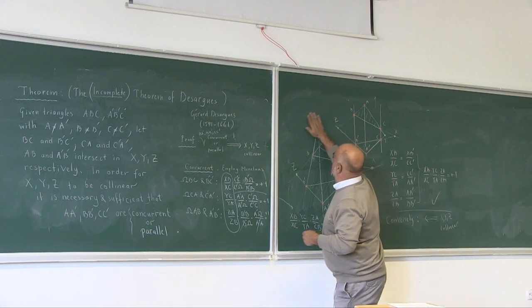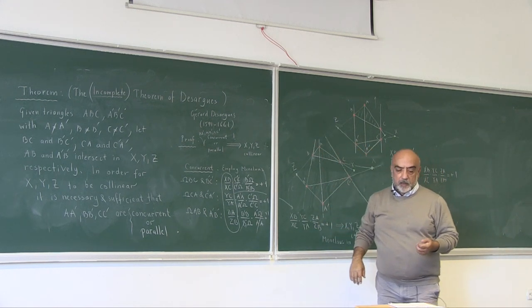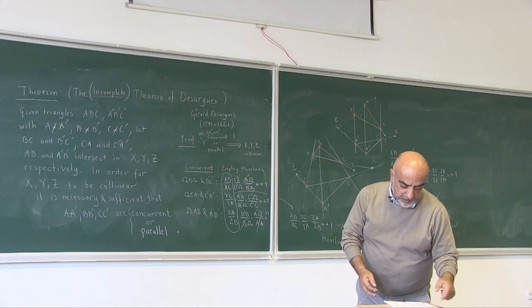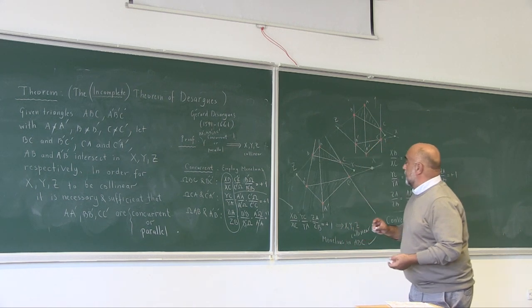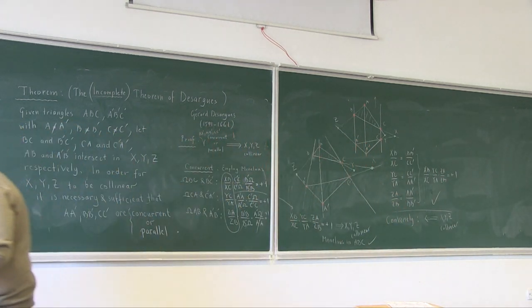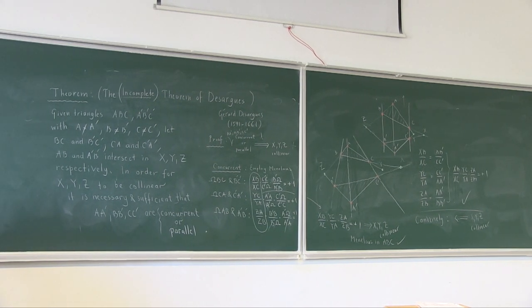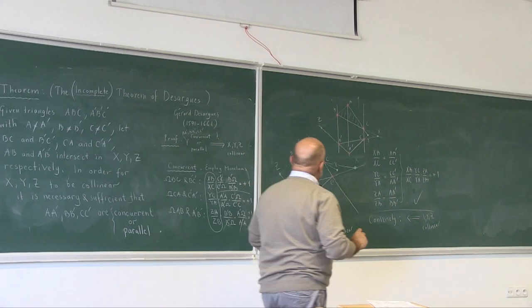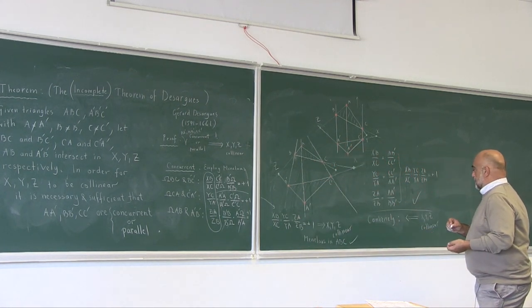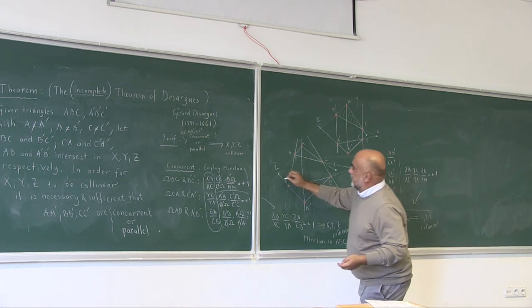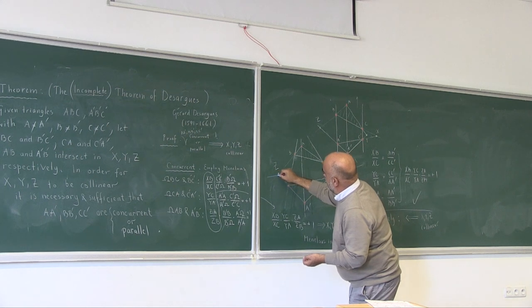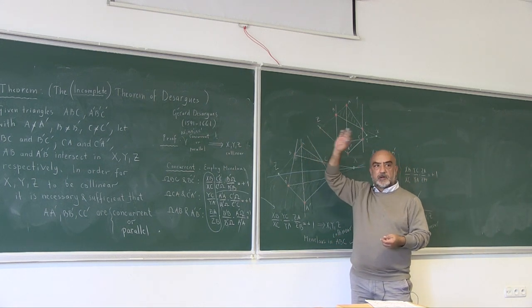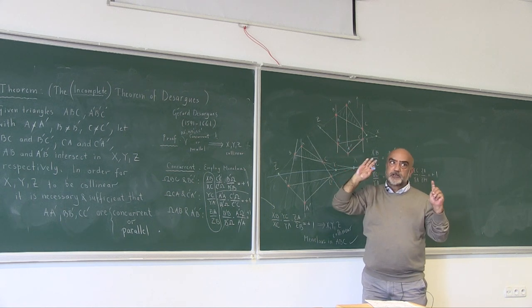Actually, the solution is rather simple. Now I need a little yellow. Don't I have any yellow? No, I don't. Okay, so I'll take some blue. Right. Okay, so I'm assuming that X, Y, Z are on a line. But I don't know whether these lines are concurrent or whether or where they're parallel. I don't know.